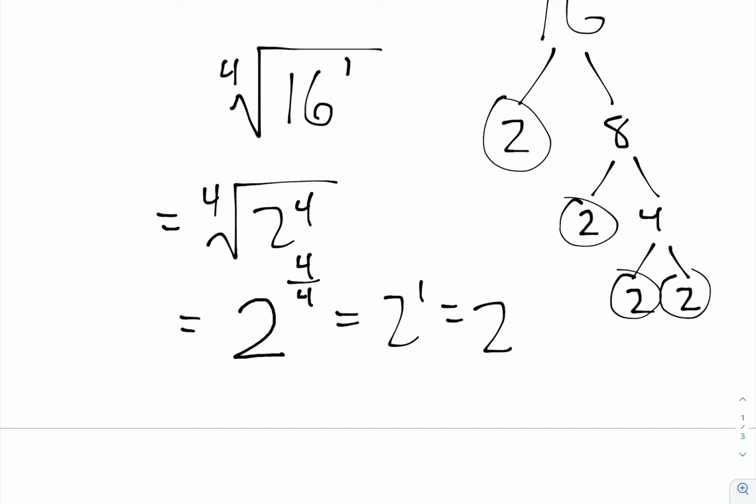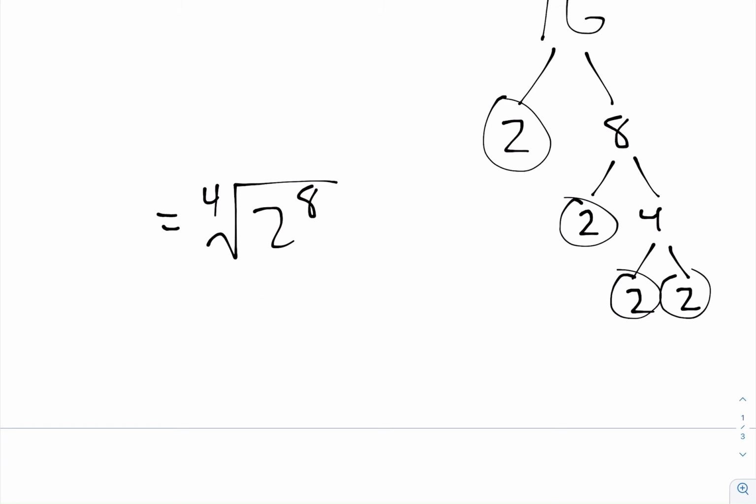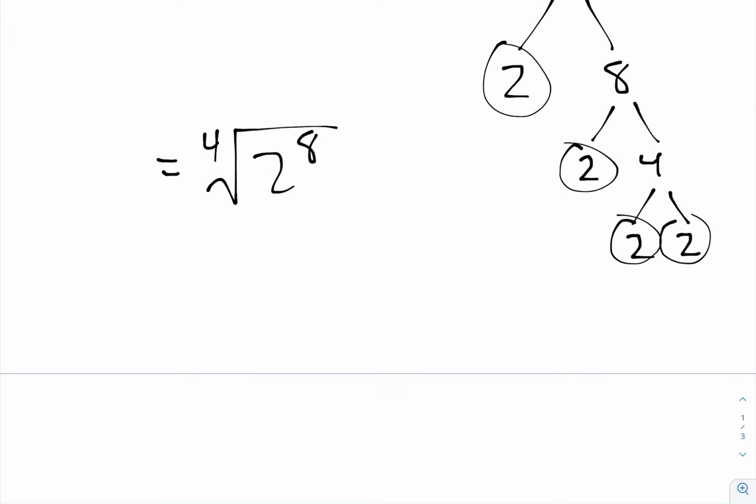Okay, what if this was 2 to the 8th power in here? What if we weren't dealing with 16? We were dealing with some big number, 2 to the 8th, which is like 256 or something. So the fourth root of that as an exponent is just 2 to the power of 8 over 4. Well, 8 over 4 is just 2, so that's just 2 squared, which is 4. So the fourth root of 2 to the 8th, whatever that is, is just 4.